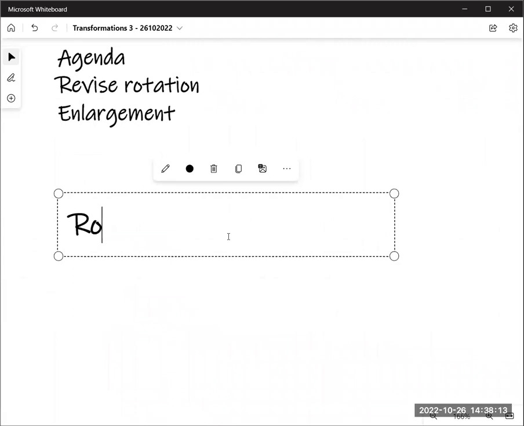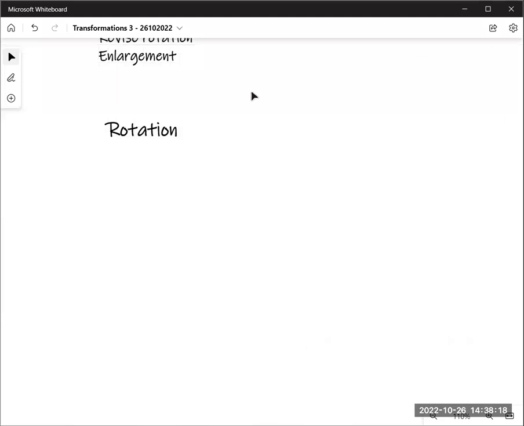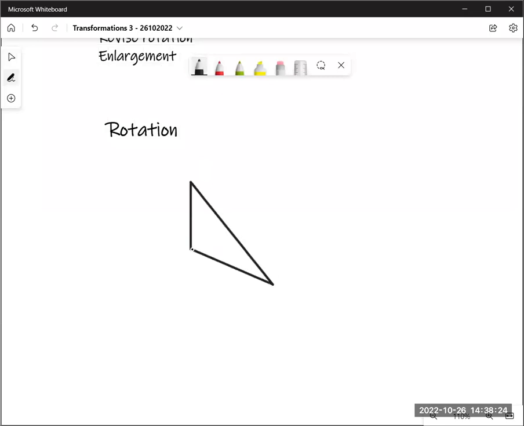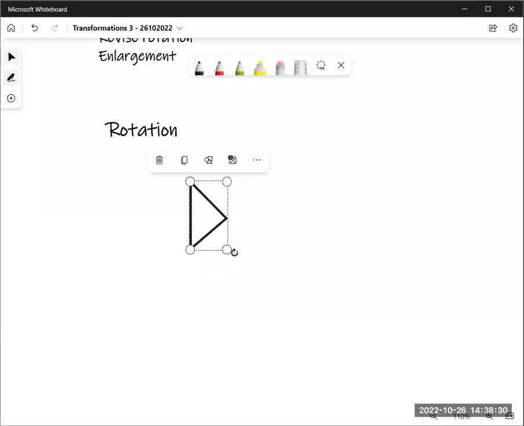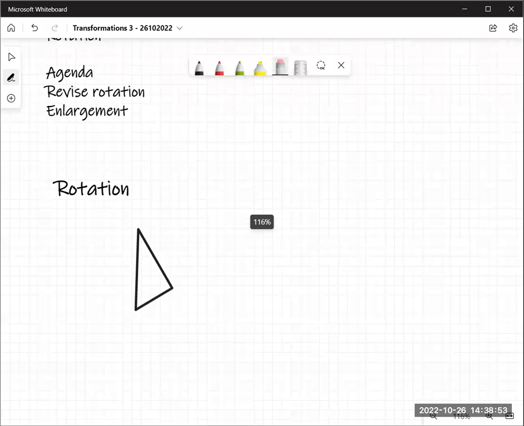Well, rotation is when you have a shape. Let's get ourselves a graph. Any shape like this. That's a shape like this. And your job is to rotate it. Now, our first job will be to find the center of rotation.